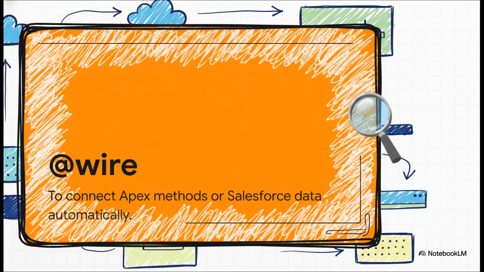And finally, we have @Wire. Oh man, this one is a total game changer. The @Wire decorator is your reactive hook straight into Salesforce data. You wire a property up to something like an Apex method, and LWC takes care of everything else, calling the method, getting the data, and dropping it right into your property. And the best part? It's reactive. If that Salesforce data changes on the server, the Wire service can automatically push the new data to you. It's like having a live data subscription, and it saves you from writing so much manual server code.